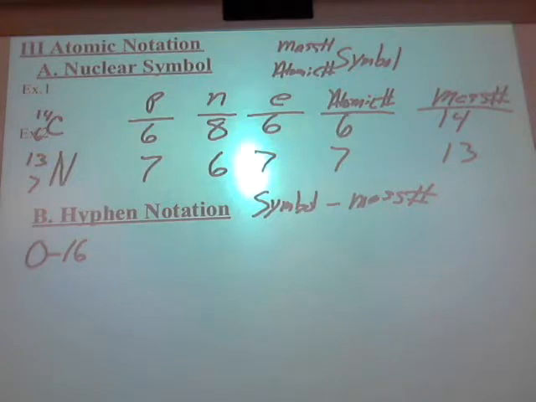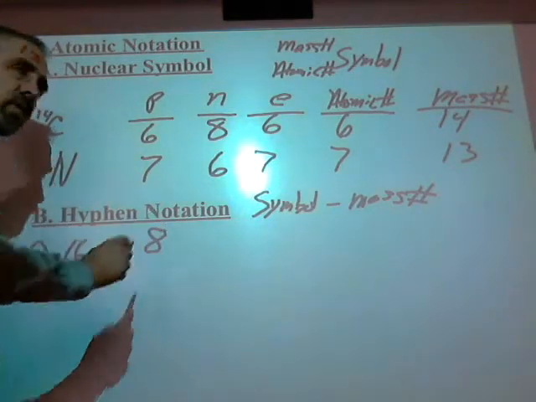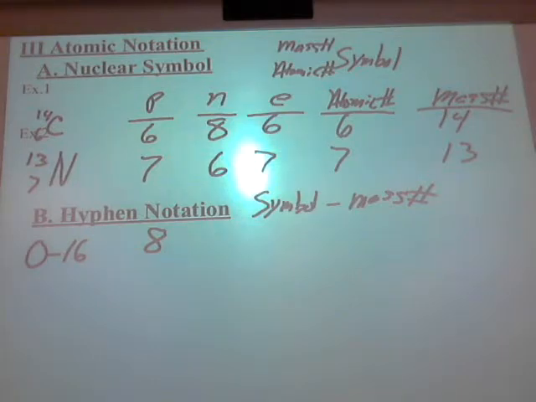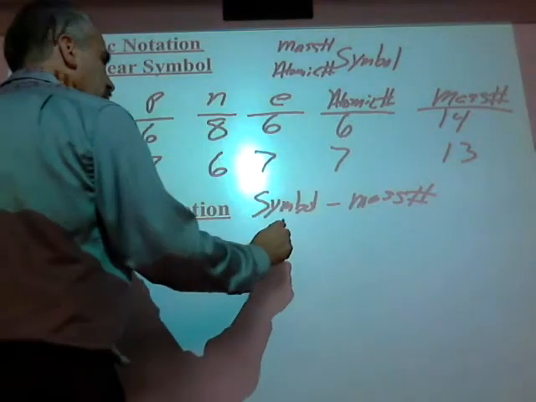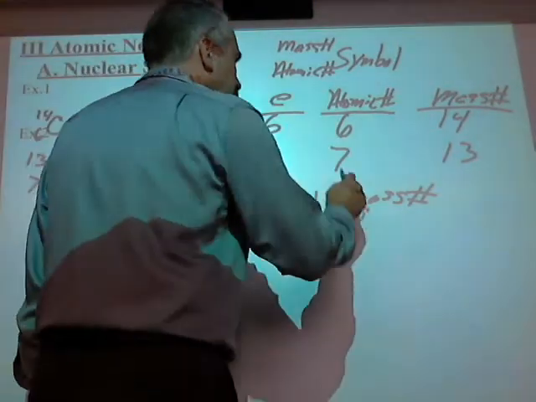How many protons are going to be in oxygen 16? How will you know that? Look at the periodic table. How many protons are in oxygen 16? 8. Everybody see why it's 8? Because they found the atomic number was 8. It's right there. If 8's the atomic number, it's also the number of electrons.